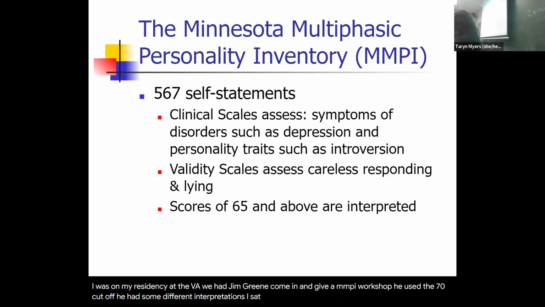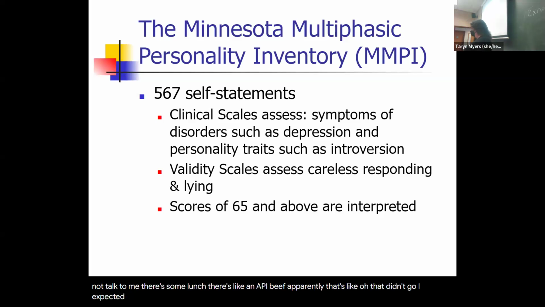I sat next to him at the lunch we had after the workshop, and I said, "Oh, so nice to meet you. I'm from Kent State. I trained under John Graham." He turned away from me and did not talk to me the rest of the lunch. There's like MMPI beef, apparently. I was like, well, that didn't go how I expected it to. I thought that would connect us. It's silly, it's stupid. People have turf wars, right? Some fields are not like that.